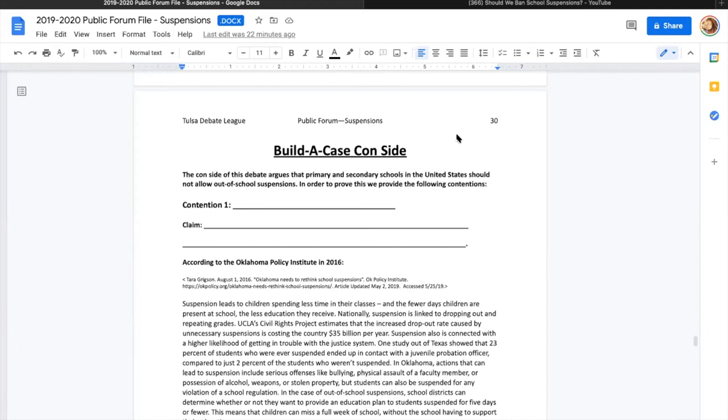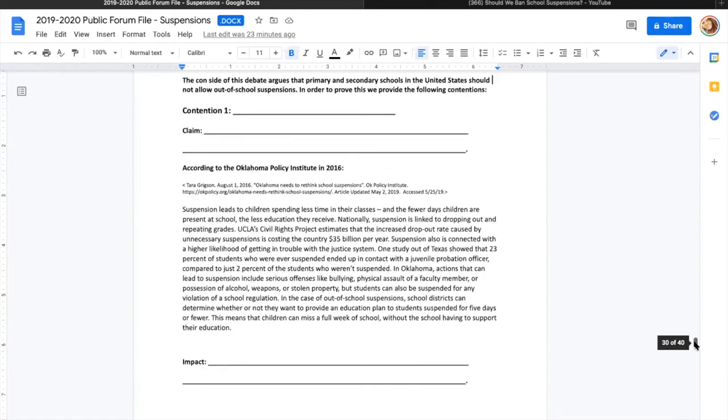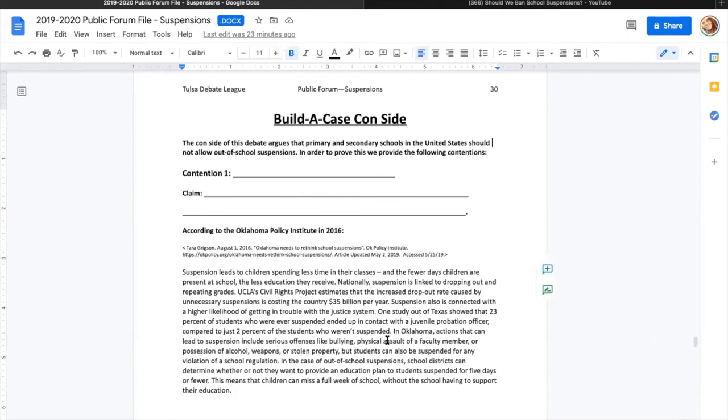Okay. So, going back into the con evidence, you always want to start off your con speech. When you're the first con speaker, you also want to start off with what your stance is and what you're going to be arguing about. So that's what that first sentence says. The con side of the debate argues that primary and secondary schools in the United States should not allow out-of-school suspension. To prove this, we provide the following contentions. So contention one, right? Suspensions lead to children spending less time in their classes and fewer days.